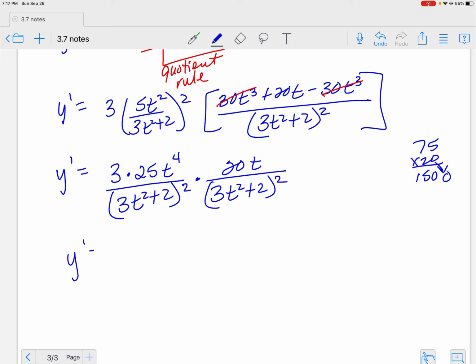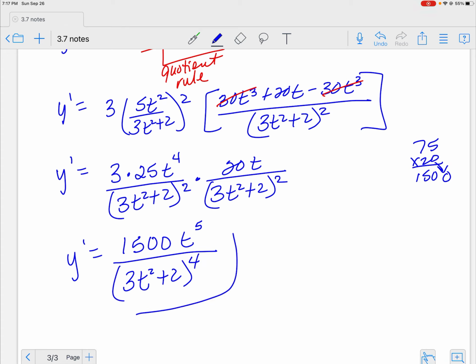All right, so y prime here is going to give me 1,500 t to the 5th. Good, good, good. You see that? t to the 4th and a t gives me t to the 5th. Good job. And 3t squared plus 2 to the 4th. Yep. And that is our final answer.